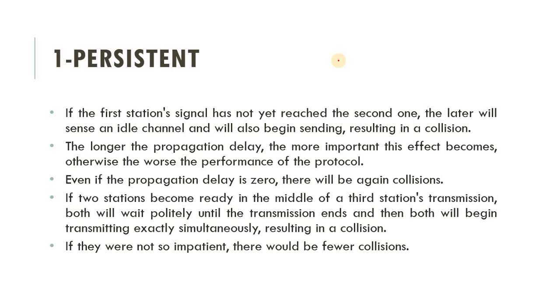So if two stations become ready in the middle of a third station's transmission, both will wait politely until the transmission ends, and then both will begin transmitting exactly simultaneously, resulting in a collision. So if they were not impatient, there would be fewer collisions. So that is one disadvantage of the one persistent method.